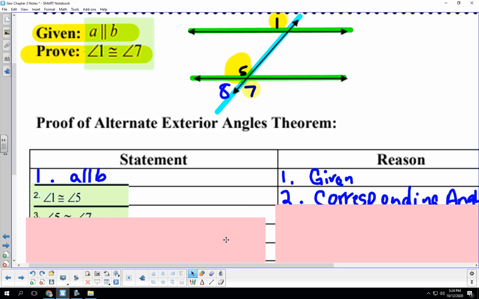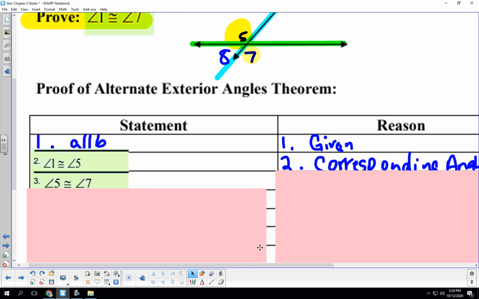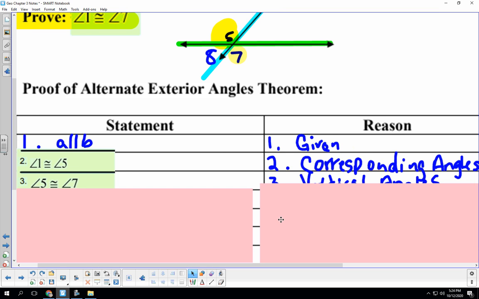Angle 5 is congruent to angle 7. Oh, I know this one. He is an old friend of ours. He is vertical angles, across from each other. I remember you, bud.